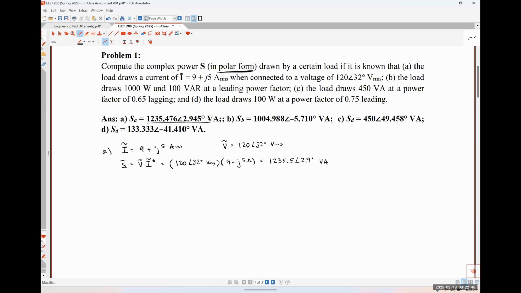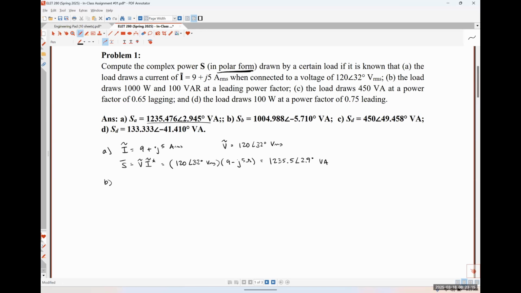So for those of you that have figured out how to work your calculators, I believe we all got this result. So let's move on to part B. And after we wrap up the lecture, I can help assist you guys with your calculators further if necessary. All right. So in part B, we are told that our load draws 1,000 watts and 100 VARs at a leading power factor.